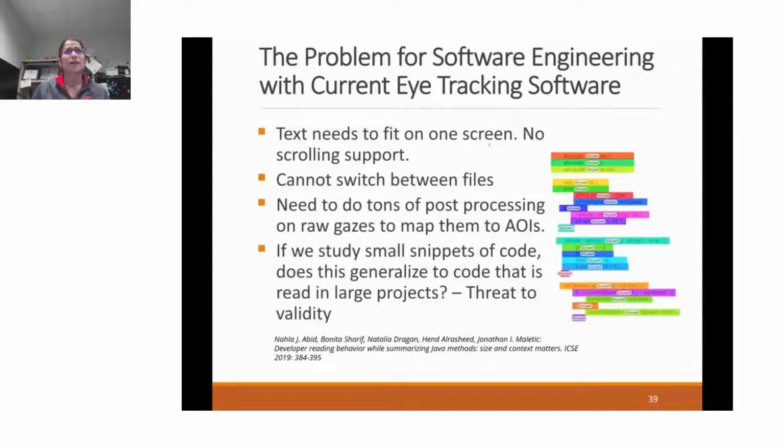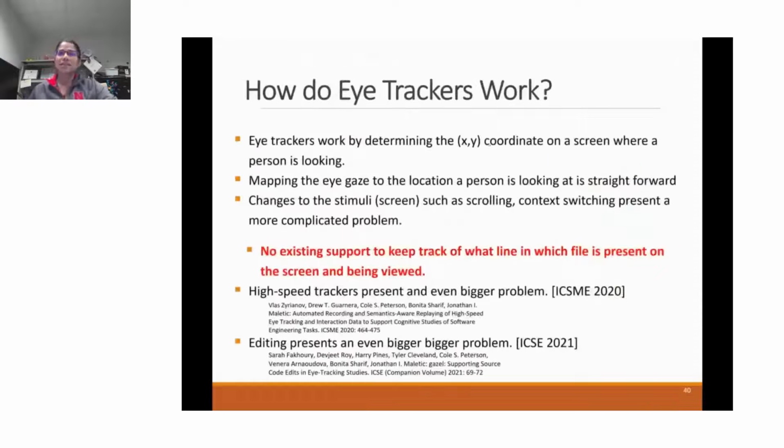At that point, I was like, there has to be a better way to do this. And the next thing is, if we do these studies on small source code snippets, we cannot generalize it. In fact, I will talk a little bit about this ICSE 2019 paper that shows exactly that. But for now, let's get back to think about how the eye trackers work, right? Because this was my pain, I cannot keep drawing rectangles. Okay, there has to be a better way to do this.